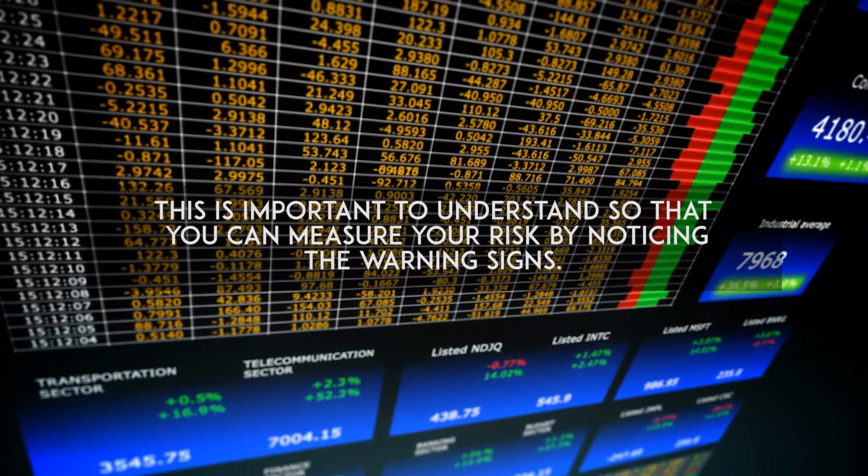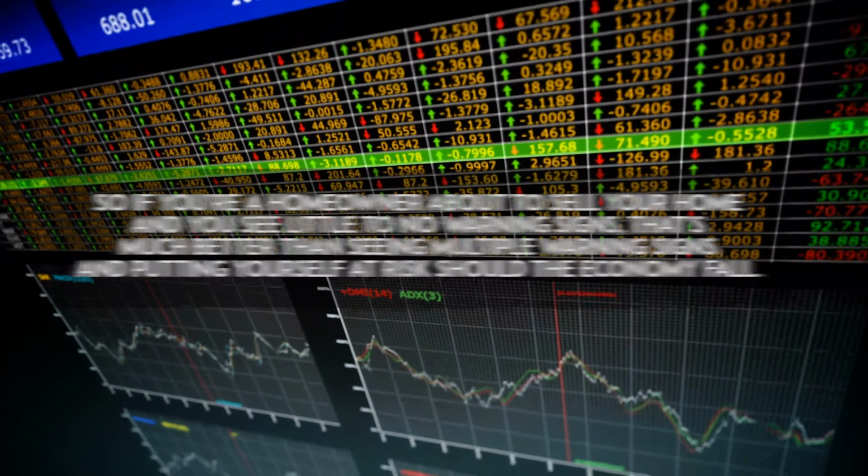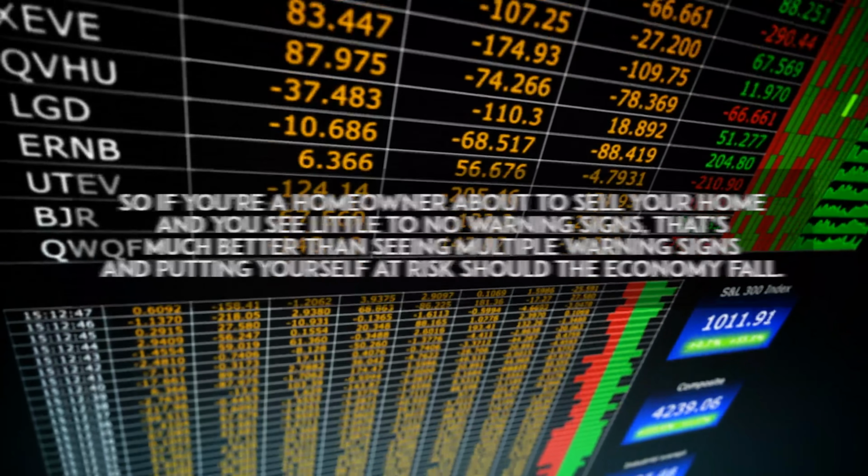This is important to understand so you can measure your risk by noticing the warning signs. So if you're a homeowner about to sell your home and you see little to no warning signs, that's much better than seeing multiple warning signs and putting yourself at risk should the economy fall.